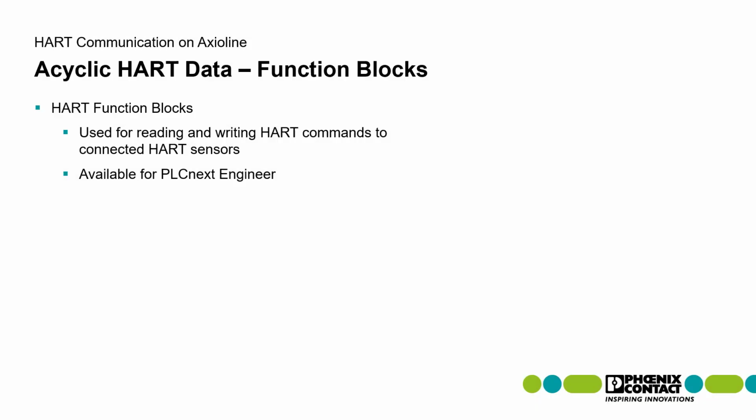All right, so let's get into acyclic HART data and how to get it out of our AXL HART I/O modules. One way to get acyclic HART information from the AXL I/O modules is to use function blocks, HART function blocks available in PLCnext Engineer. So again, these are for reading and writing HART commands to connected HART sensors.